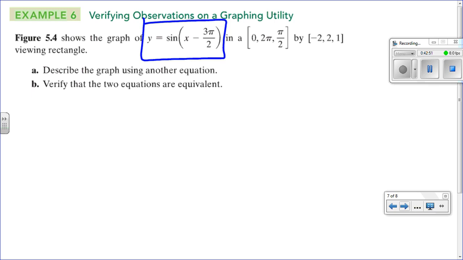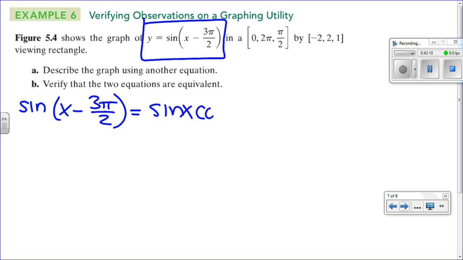So instead of sine of x minus 3 pi over 2, what does the formula start with? Sine or cosine? Sine. Yeah. So it is sine of the first angle, x, times the cosine of the second angle, 3 pi over 2. And then we need a minus, I believe, and then cosine of the first angle, which is x, and then sine of the second angle, which is 3 pi over 2.